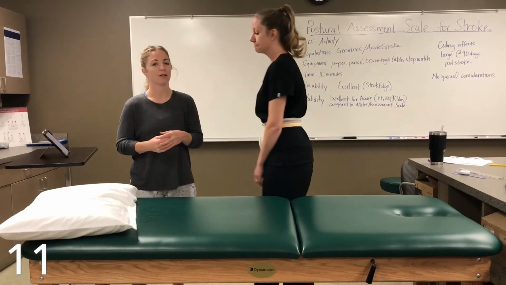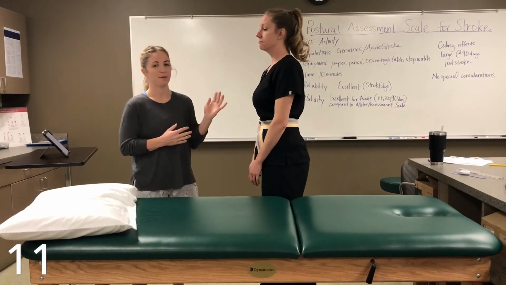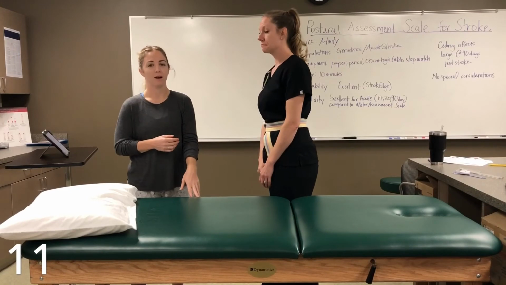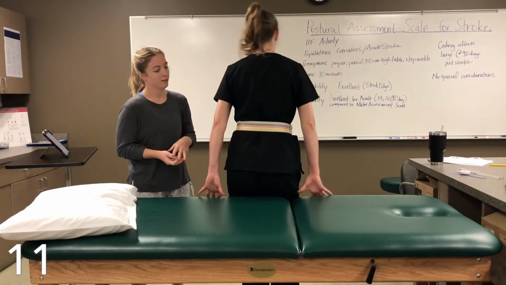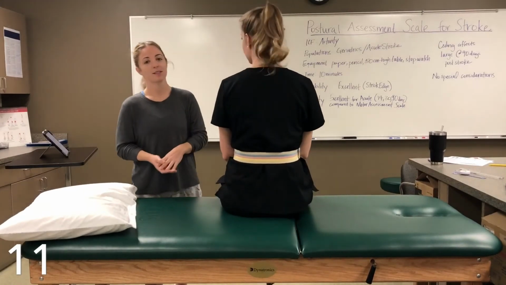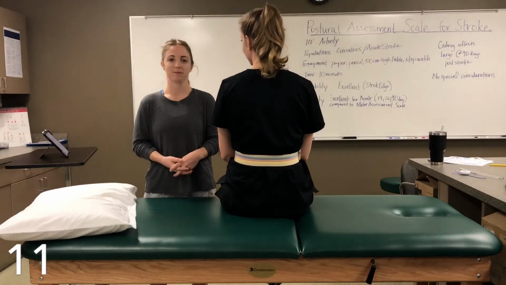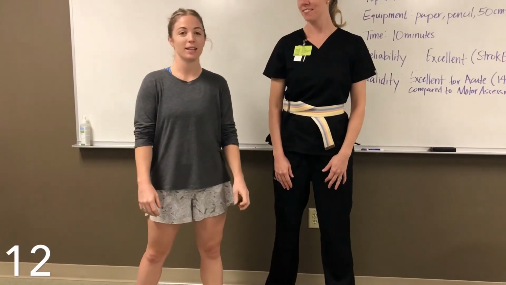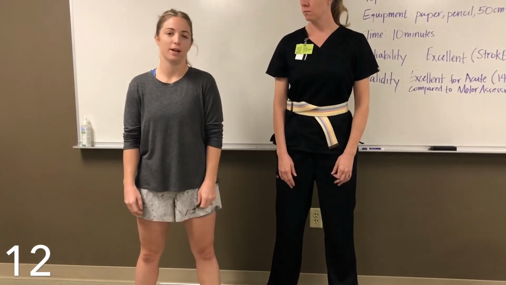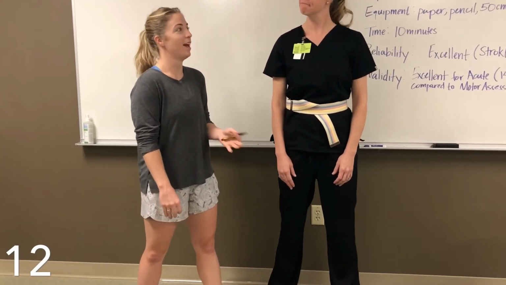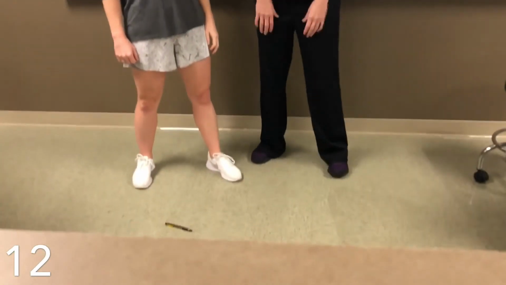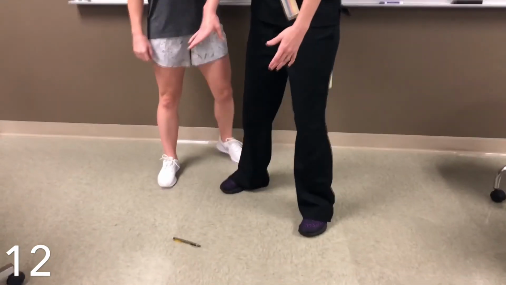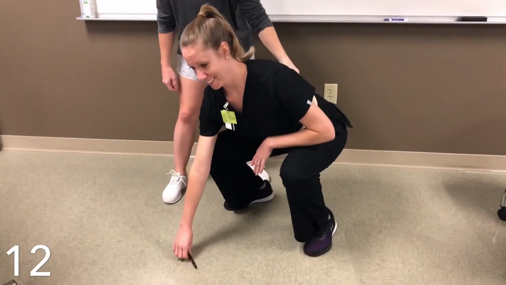So number 11, you're going to ask your patient to go from standing to sitting down on the mat. So Sharina, can you sit down? Again, you're measuring the level of assistance and not the quality of the movement. So number 12 is standing, picking up a pencil off the floor. So you're going to assist your patient as they pick up a pencil from the floor. Again, you're monitoring their ability to do this, not the quality of the movement.